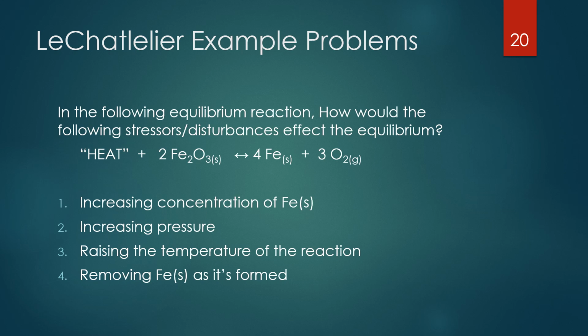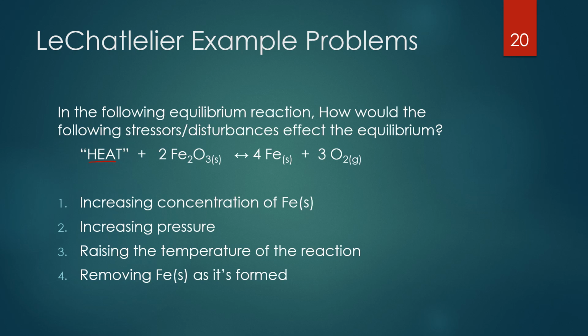So let's look at this example. I also have this example in the video, but I want to talk through it right now. In the following equilibrium reaction, how would the following stressors affect the equilibrium? Okay, so notice we have heat. This is that Q value, calories. It is on the reactant side of the equation. So since it's on the reactant side, that means this is endothermic.